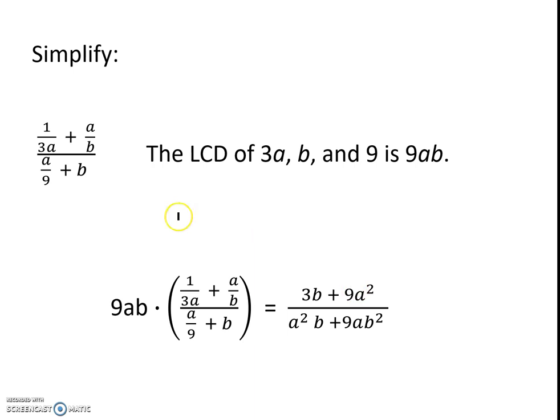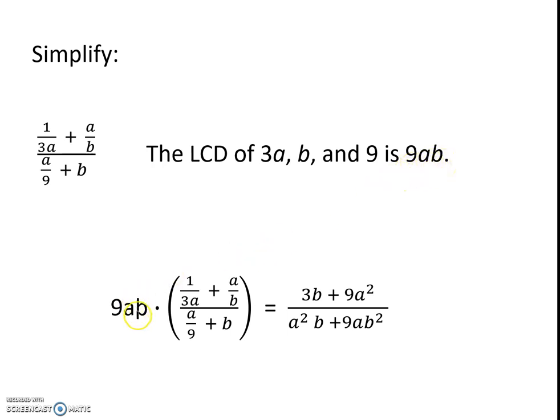Again, simplifying, we have a problem here. We have a over 9 plus b for our denominator, and on the top we have 1 over 3a plus a over b. So we have to find the LCD of 3a, b, and 9, and of course that would be 9ab.